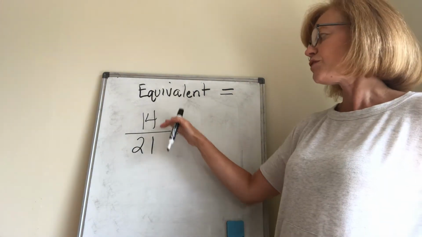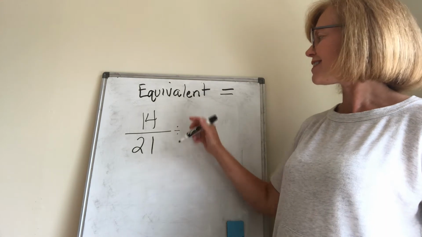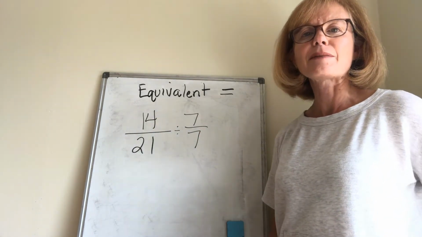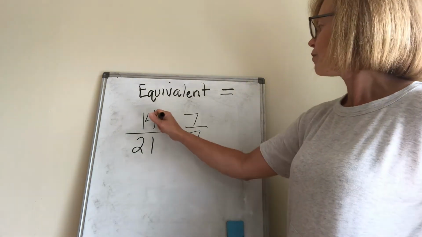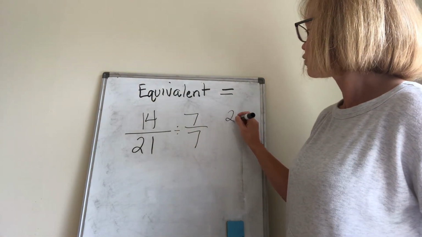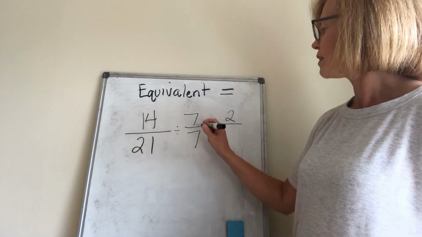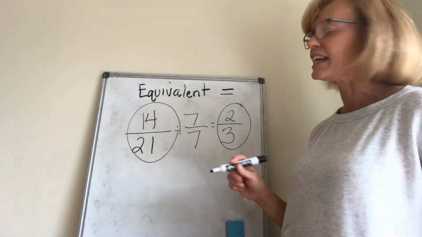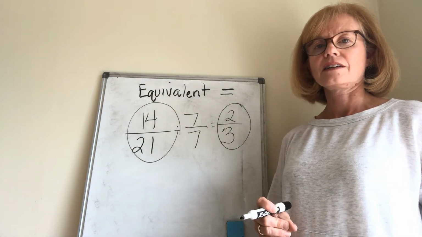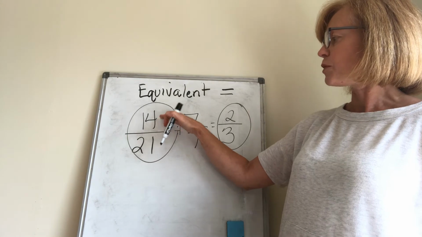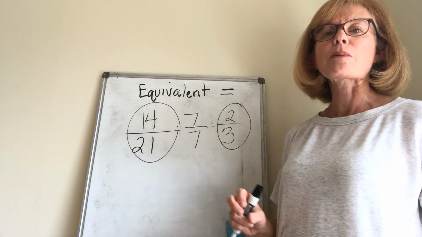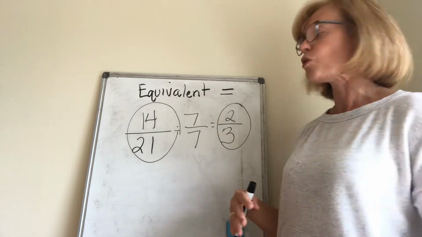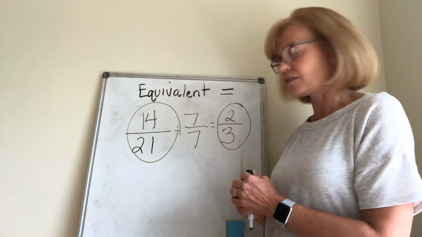I can't really use 4s, 5s, 6s, but what if I divide both the numerator and the denominator by 7? 14 divided by 7 is 2. 21 divided by 7 is 3. Now I have created an equivalent fraction. I divided both the numerator and the denominator by the same number. So I have to be able to know what each of these can be divided equally into.